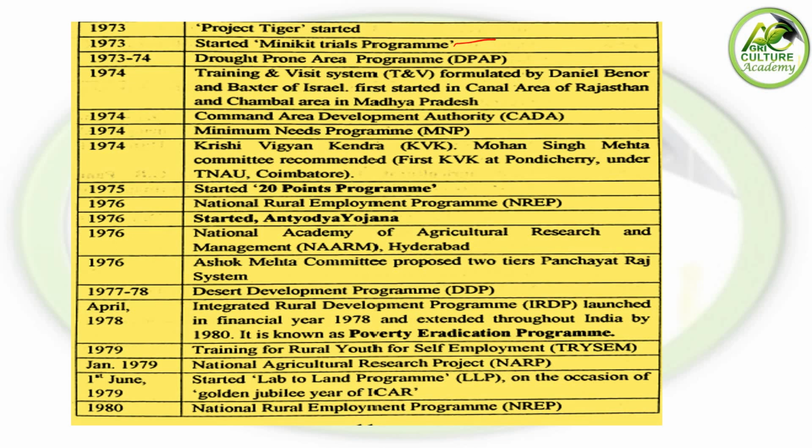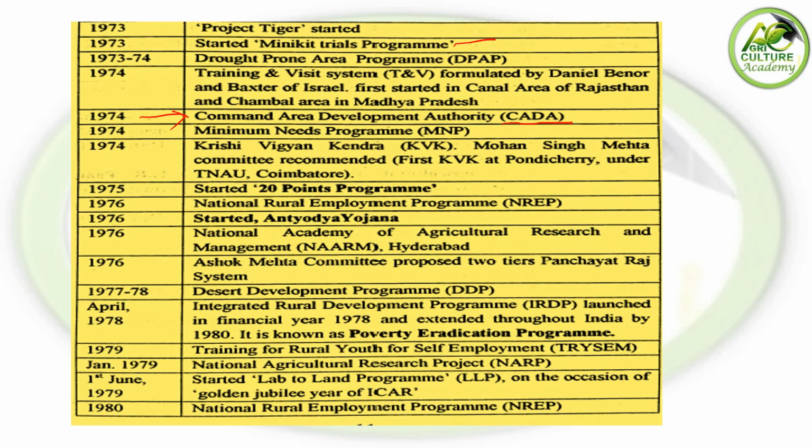Then 1973-74, Drought Prone Area Program. 1974, Training and Visit system formulated by Daniel Benor and Baxter of Israel, first started in the Kota area of Rajasthan and the Chambal area in Madhya Pradesh. 1974, Command Area Development Authority, CADA. The full form of CADA is asked most of the time. 1974, Minimum Needs Program, MNP. 1974, Krishi Vigyan Kendra, KVK. The Mohan Singh Mehta Committee recommended the first KVK at Puducherry or Pondicherry under TNAU, Tamil Nadu Agricultural University, Coimbatore.